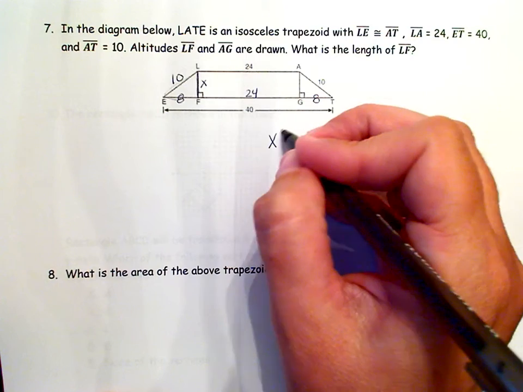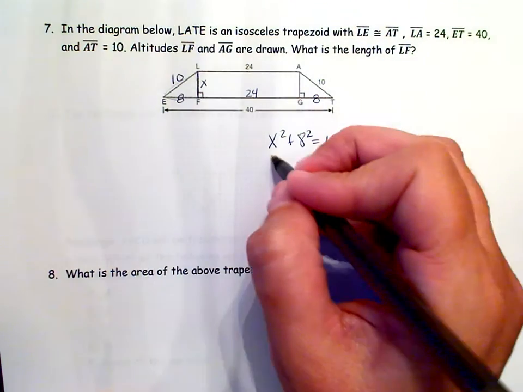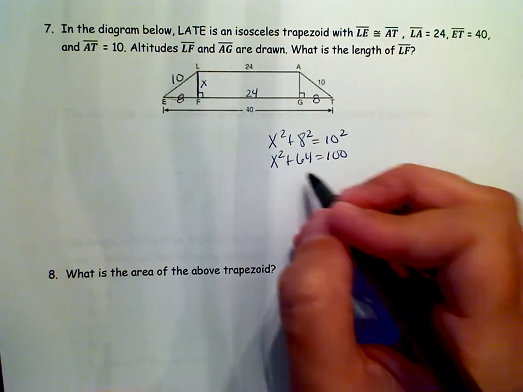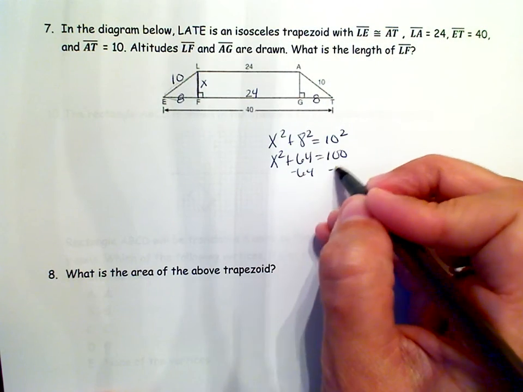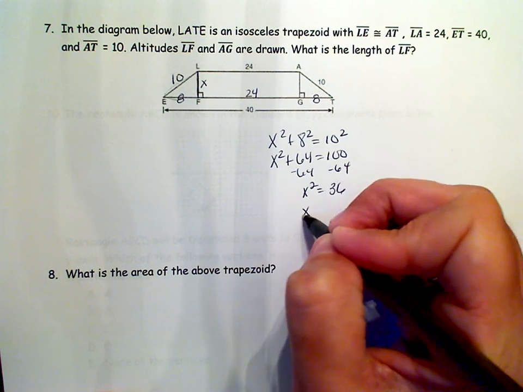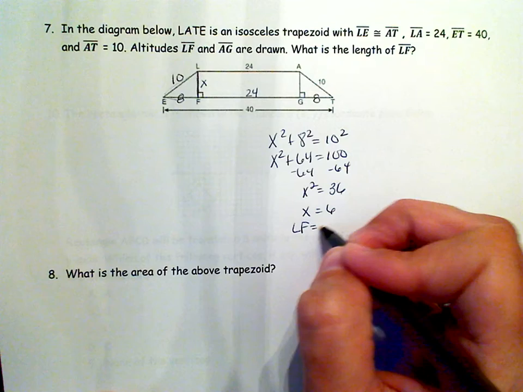So we would say that x squared plus 8 squared equals 10 squared. 8 squared is 64, 10 squared is 100. When you subtract 64, you get 36, and the square root of 36 is 6. So LF equals 6.